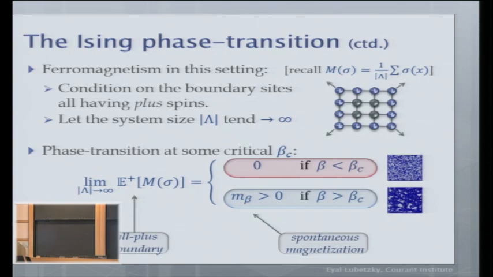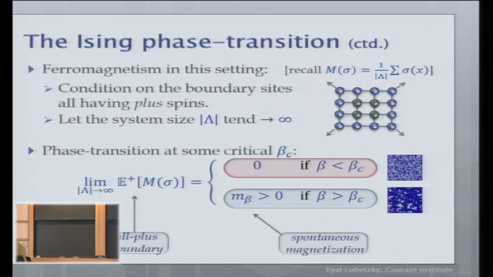So formally, if you look at the expected magnetization and you start with this all plus boundary but let it run to infinity, it will go to zero. It's not zero, but it will go to zero. And if beta is strictly bigger than beta C, then it will be strictly positive. Positive because everything is monotone, we put a plus. And this is called the spontaneous magnetization. So this is the phase transition of Ising.